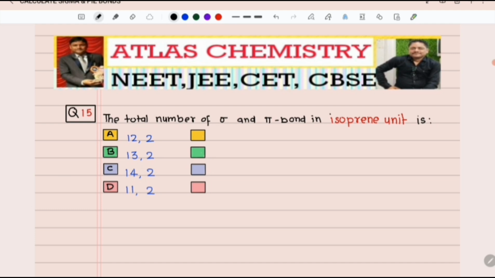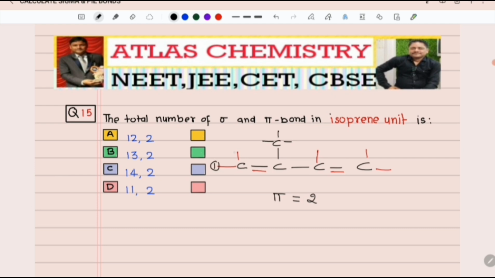So if we write the structure, there are 4 carbon atoms, 1, 2, 3 and 4, and on the second carbon there is a methyl group, and at carbon 1 and at carbon 3 there is a double bond. Now we have to maintain the valency of the compound, so it looks like this. If we count the number of pi bonds in it, there are 2 pi bonds. Now we have to count the sigma bonds.